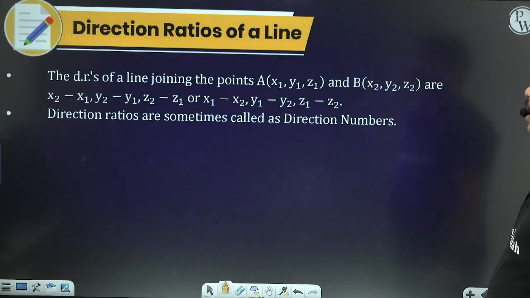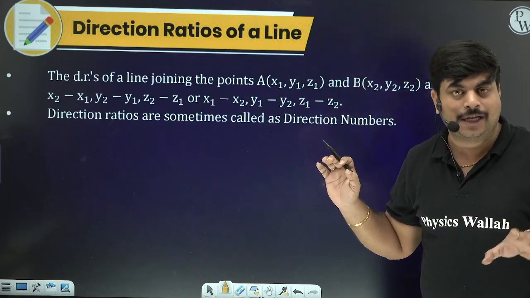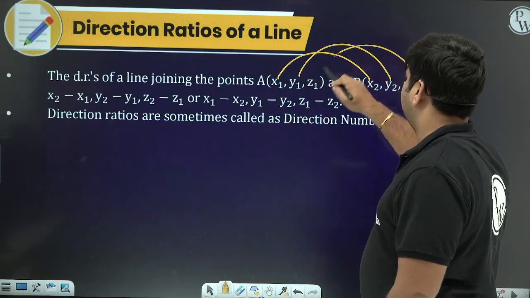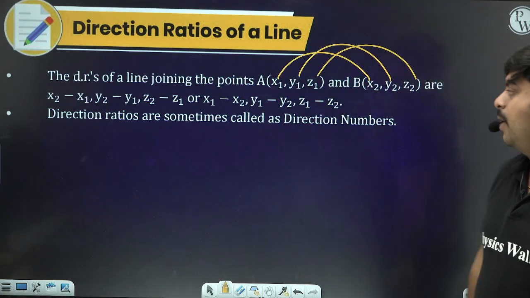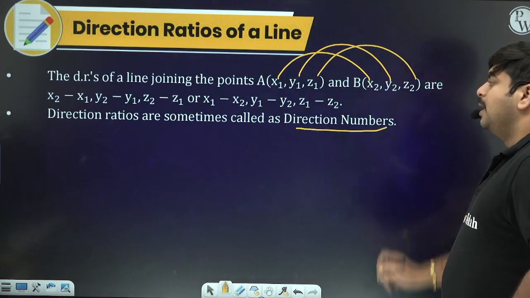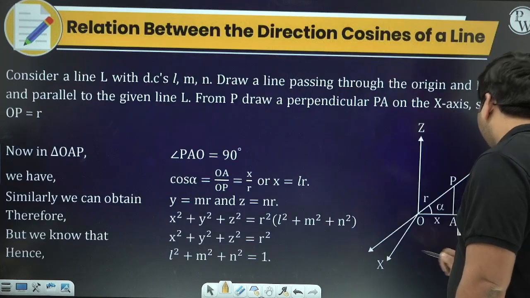And what about the next? The direction ratios of a line joining two points. When we talk about directional ratios, there is no need to divide by its magnitude. It is simply x2 minus x1, y2 minus y1 and z2 minus z1. No need to divide by the length of that segment. Directional ratios are sometimes called direction numbers. Nothing more than that. Next.